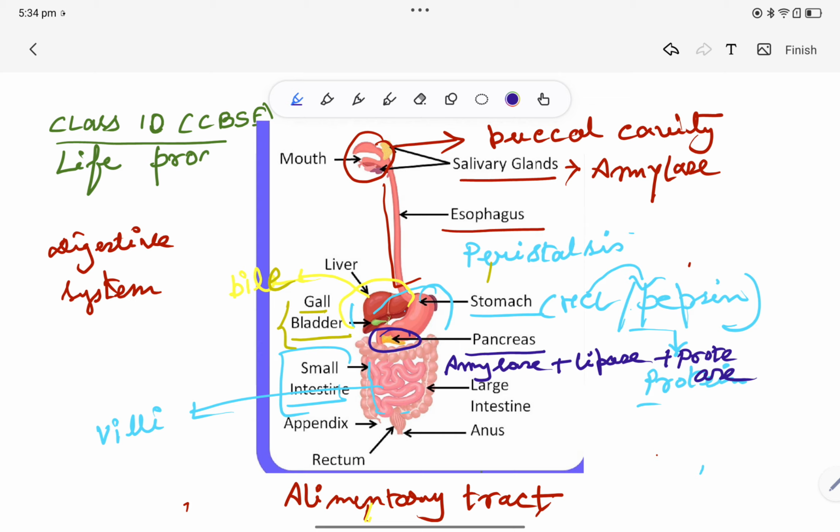These pancreatic juices help in digestion. As we know, amylase digests starch. Lipase helps in fat digestion, and protease, as the name suggests, helps in protein digestion. Fine. Okay, so after this process, the food enters our large intestine, this area.